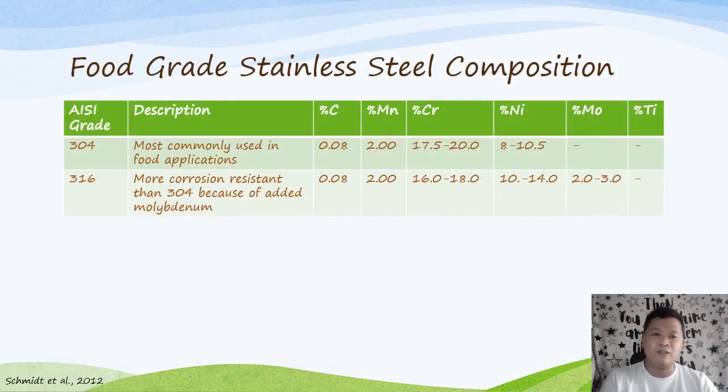So again, looking at 304 and 316, as you can see here, their main difference is that 316 has additional molybdenum. And because of that, of course, there are some variations in their chromium, nickel, and molybdenum concentrations. But generally, the base is that carbon and manganese are as follows. And to make up the difference, of course, the rest is iron.